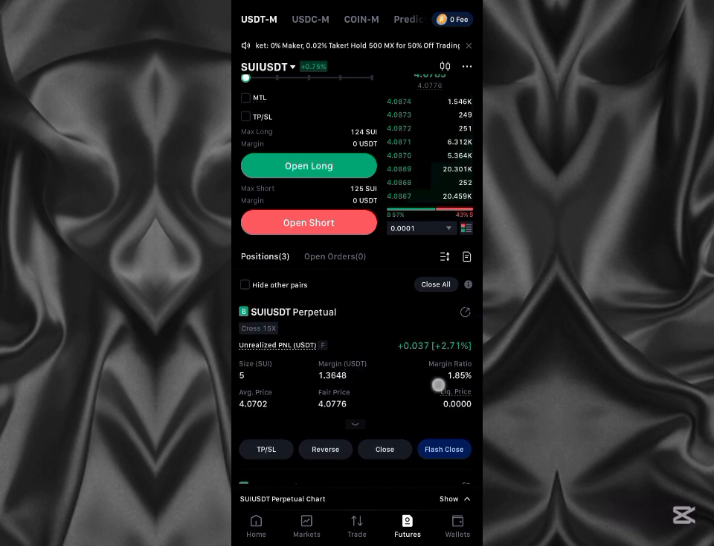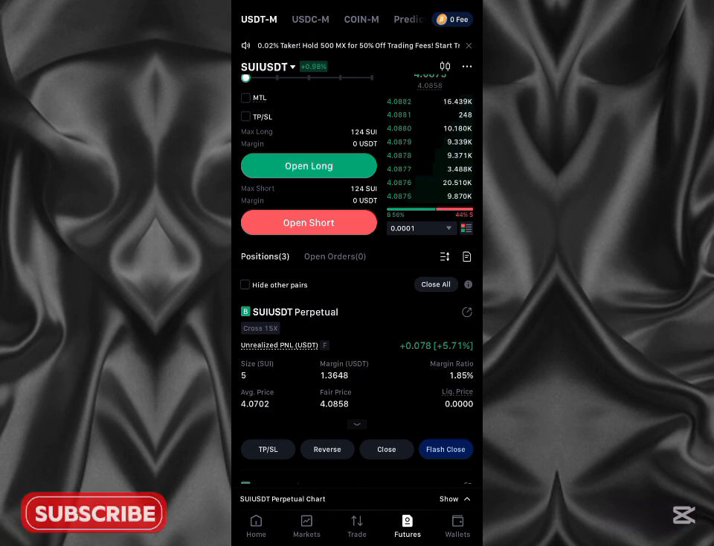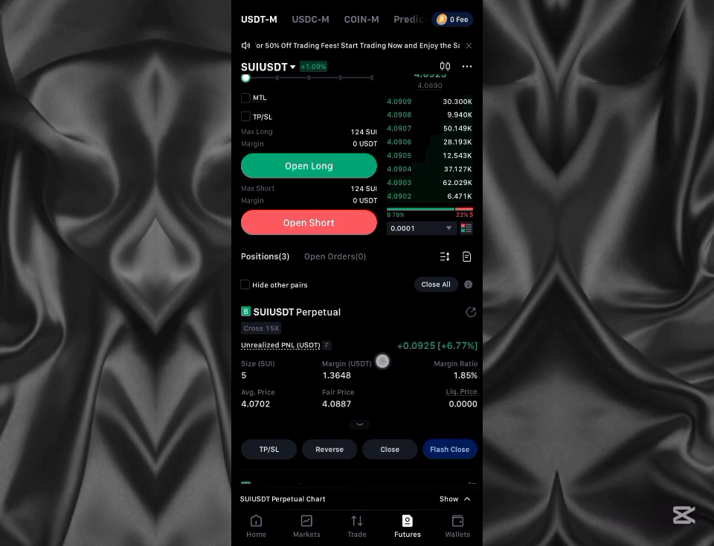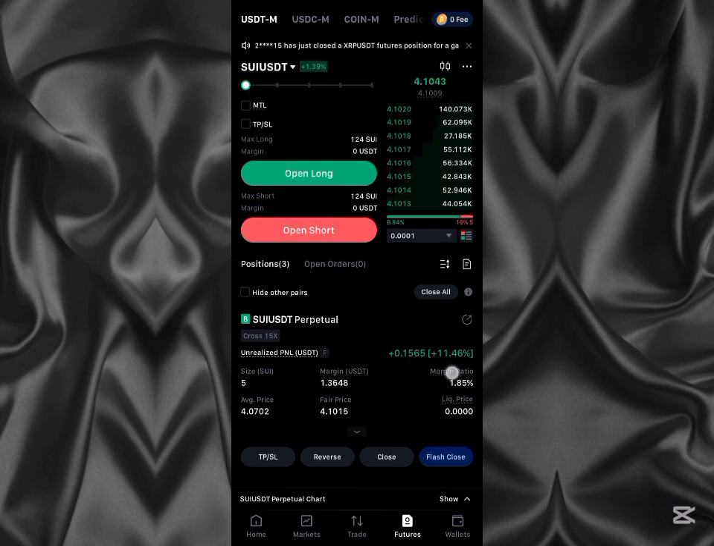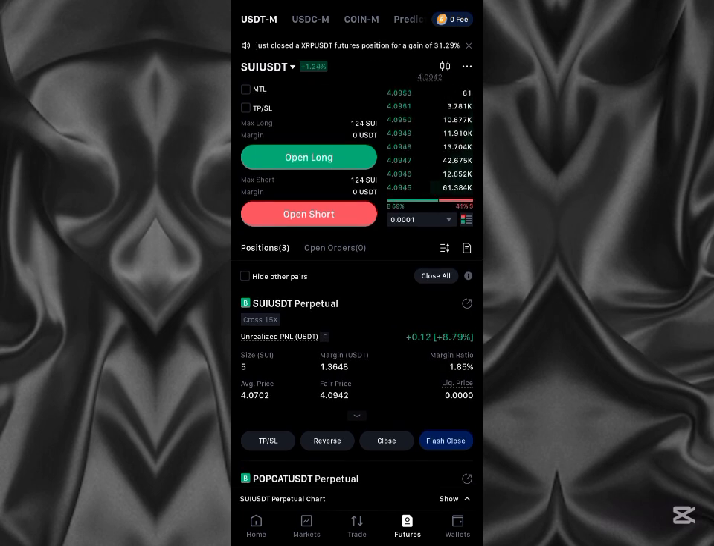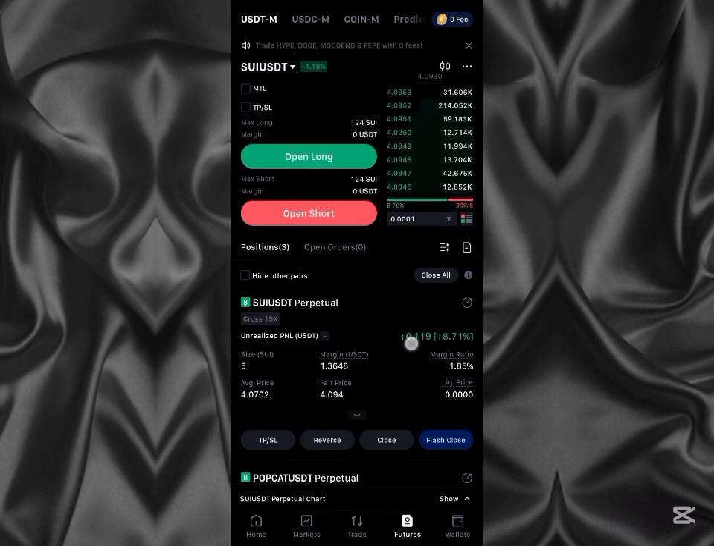This is my margin ratio. Because we're using cross to trade, margin ratio just signifies the margin you're using to trade compared to your maintenance margin. It gives you your margin ratio. So when this margin ratio increases to 100%, you're going to get liquidated, you're going to lose your money.